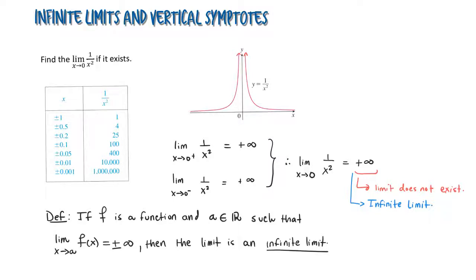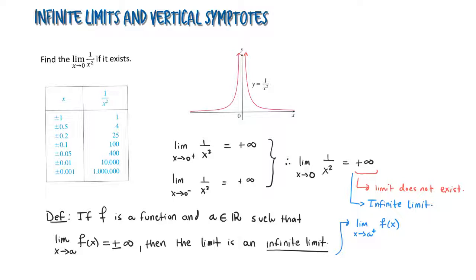You can also have one-sided infinite limits. For example, imagine the case where the limit as x approaches a from above of f of x. I also want you to notice, in case you haven't yet, that there is a connection between infinite limits and vertical asymptotes. There is a nice correlation here. They go hand in hand.